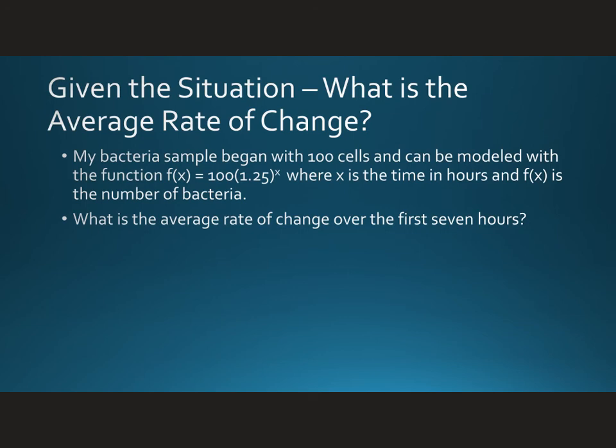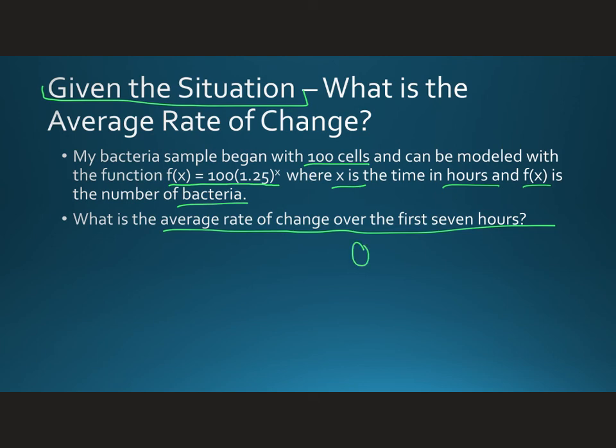What if we're given the situation as a word problem? So we're given a situation. My bacteria sample began with 100 cells and can be modeled with this function. F of x equals 100 times 1.25 to the x power. X is the time in hours, and f of x is the number of bacteria. Okay. What is the average rate of change over the first 7 hours? So in this case, I'm going to put the numbers in. So I'm going to go from the beginning, hour 0, to hour 7.